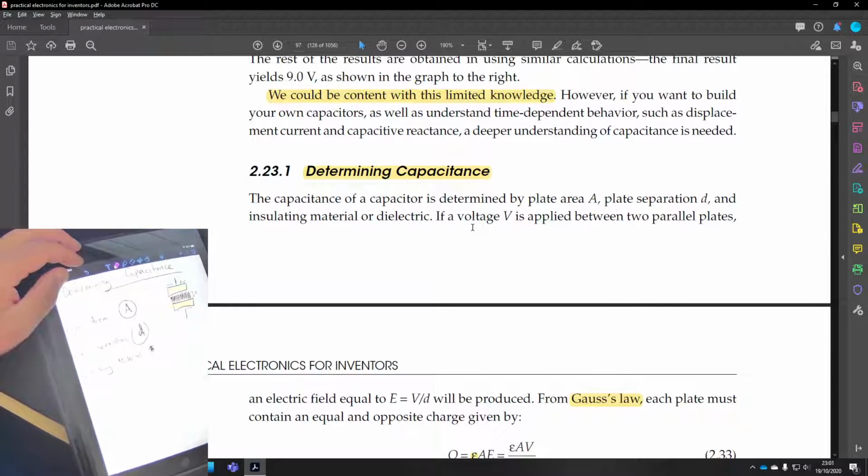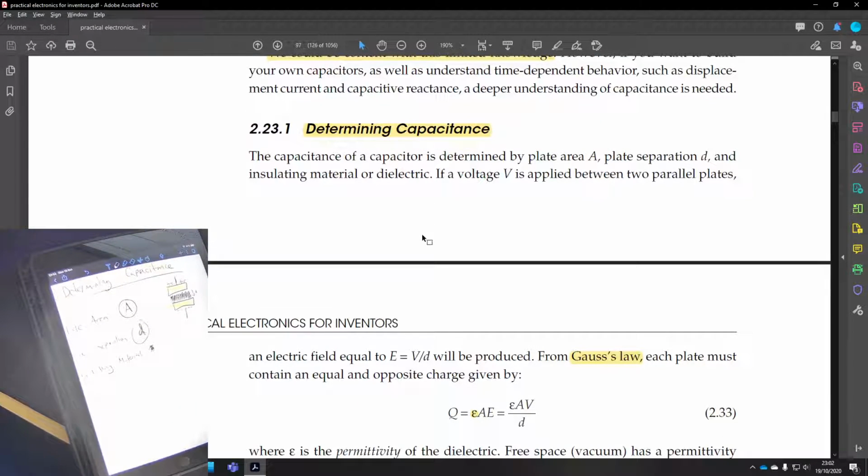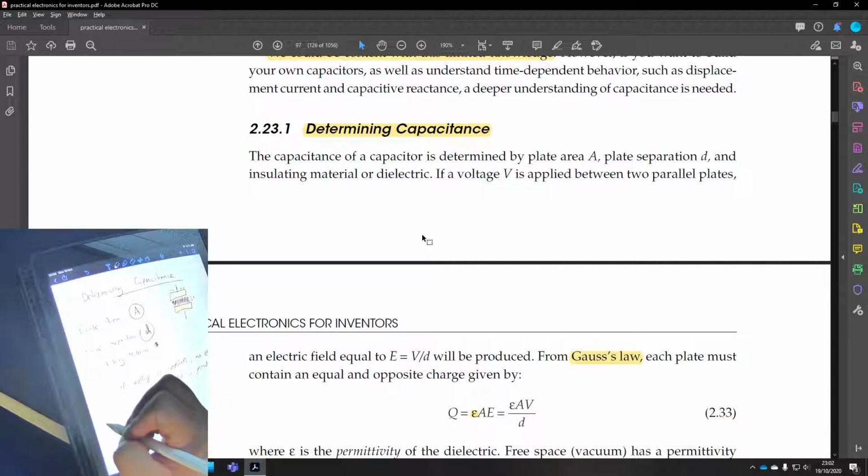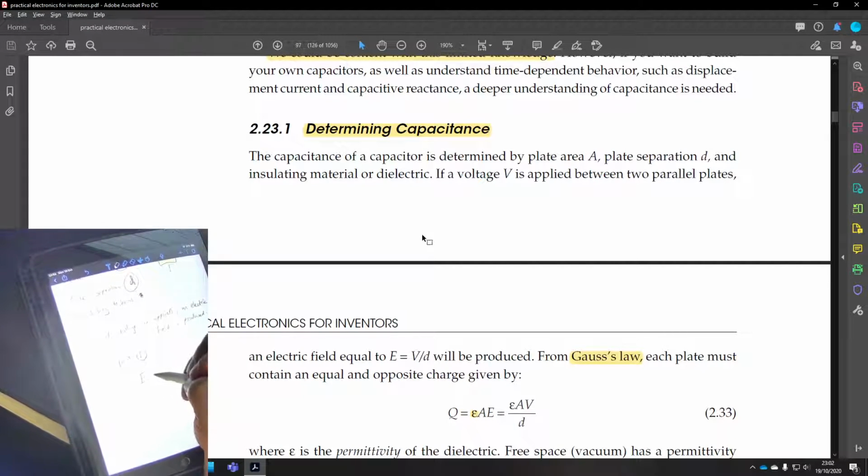Okay. So if a voltage is applied between the two parallel plates, an electric field is produced. So electric field E. All right, and the calculation for that is E is equal to the voltage divided by the distance between two plates.